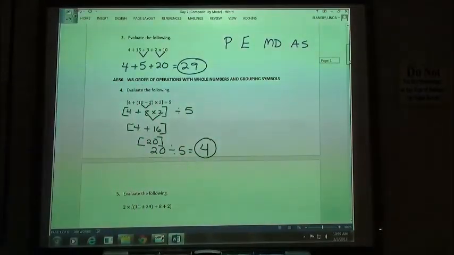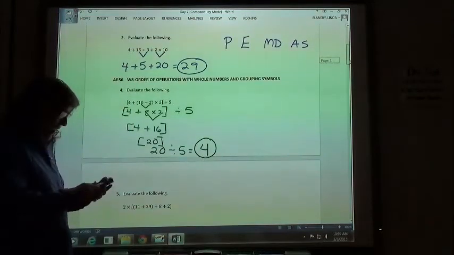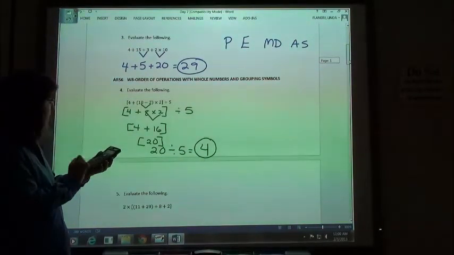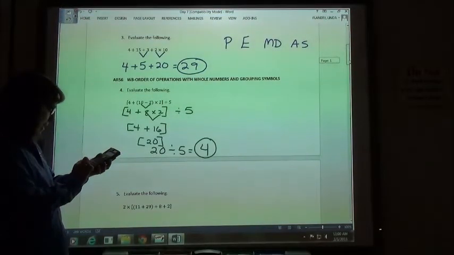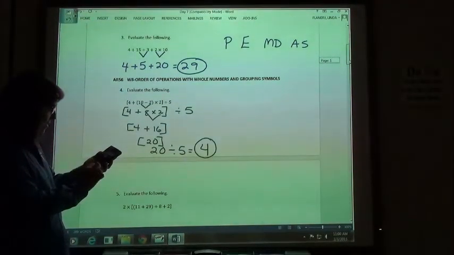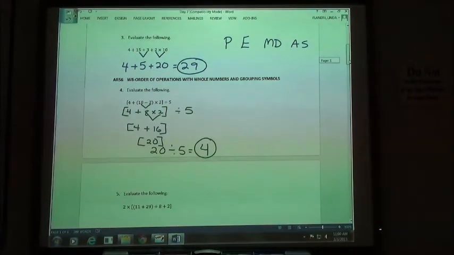Again, if I want to check that with my calculator, I'm going to use parentheses instead of brackets. So I'm going to hit parenthesis, 4 plus, and then parenthesis, 10 minus 2. I'm going to close the parenthesis, times 2, close the parenthesis again, divided by my 5, and when I hit equals, I should get 4 on my calculator, which I do.